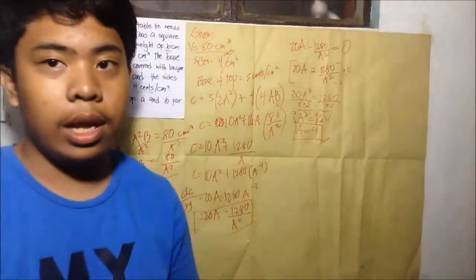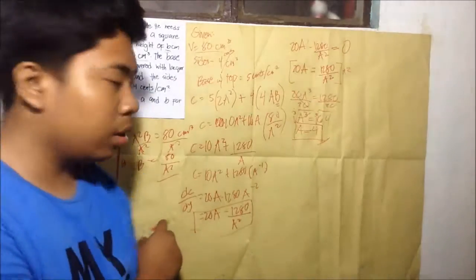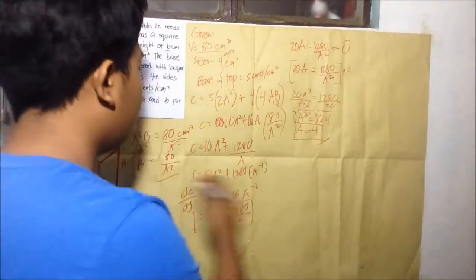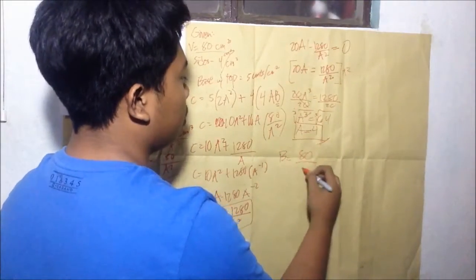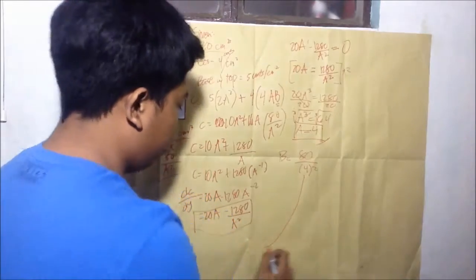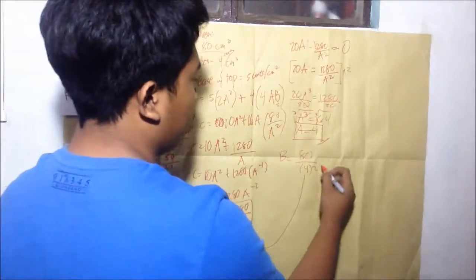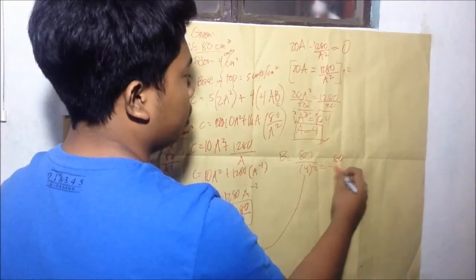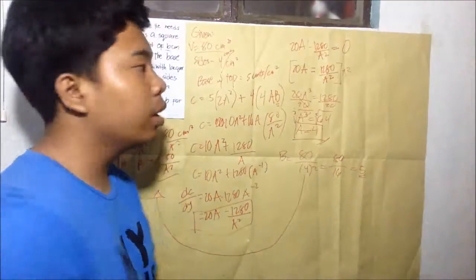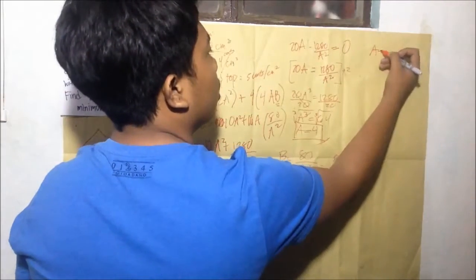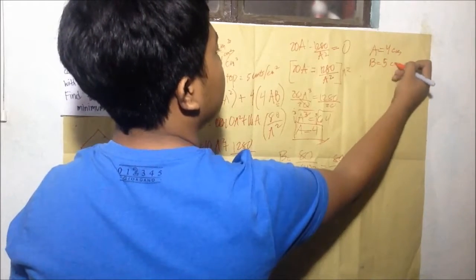Now we have our value for A. Now we need a value for our B. Going back to our equation for the volume, we substitute A. So B equals 80 over 4 squared, which came from here. Now 80 over 16 is equal to 5. Therefore, our A is 4 cm and our B is 5 cm.